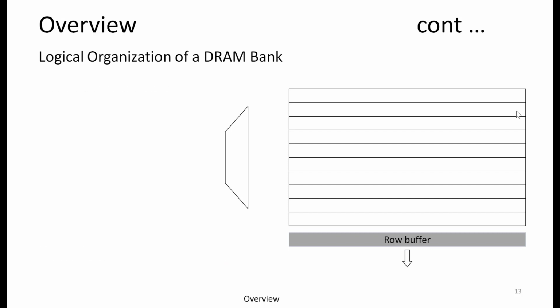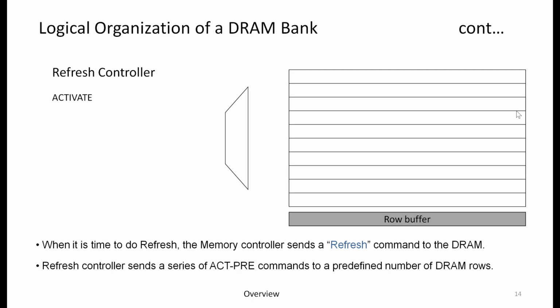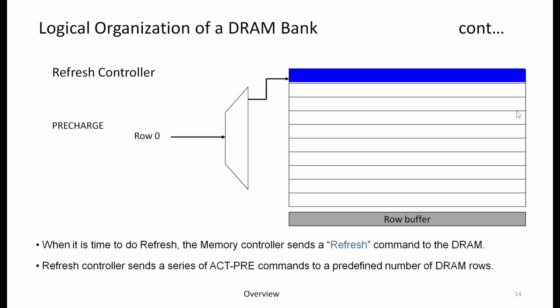Now, occasionally we need to do what's called a refresh of these DRAM. When the time comes, the memory controller sends a refresh command to this DRAM bank. When the DRAM bank receives this command, the refresh controller, which is sitting along with the DRAM bank, gets activated, and it will issue a sequence of activates and precharges. So basically what we are doing is reading row 0 to the row buffer and writing it back.